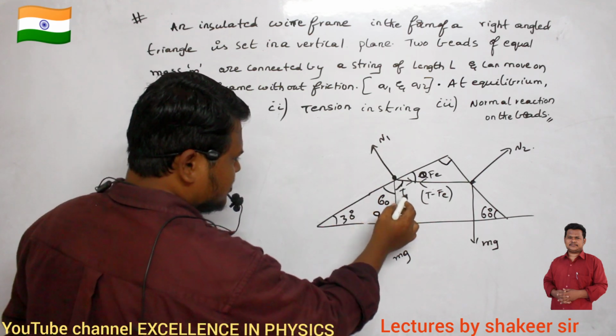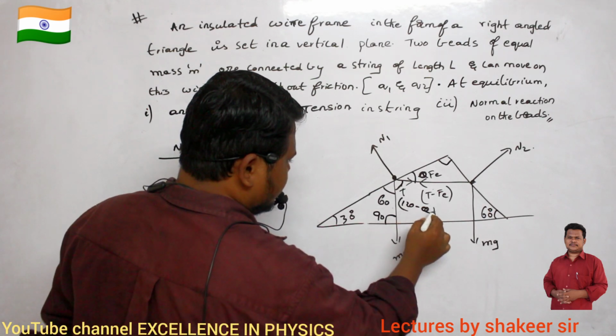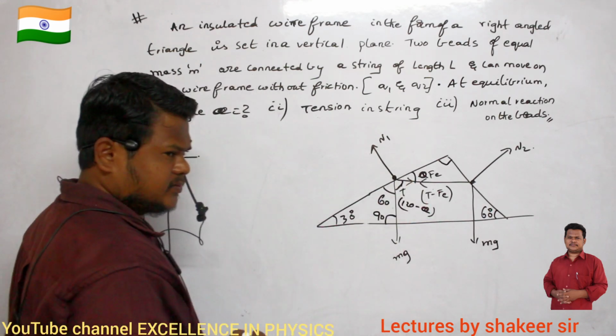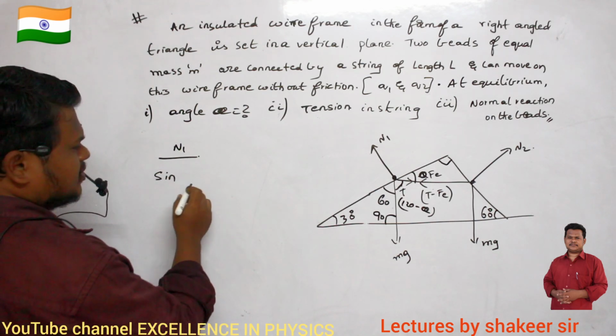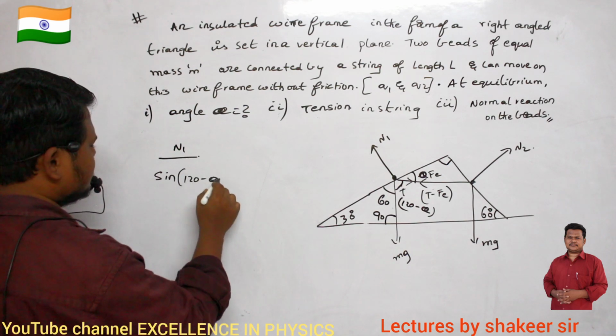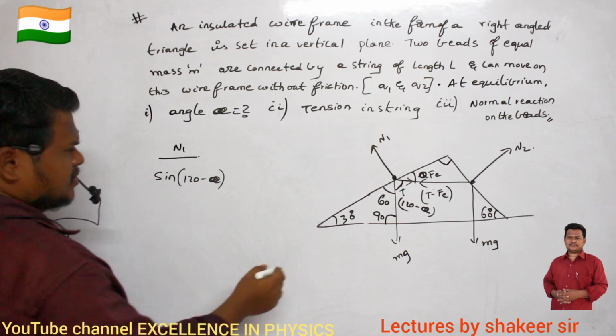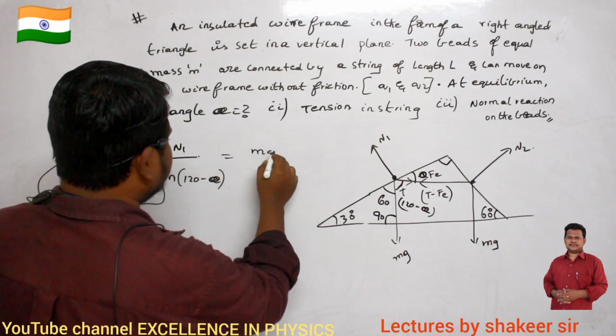This angle will be how much? This angle will be 120 degrees minus alpha, because here I already have the alpha value. So therefore, N1 divided by sine alpha, the sine of the opposite angle. The opposite angle is 120 minus alpha. That's all. Similarly, let us take one more force, mg.